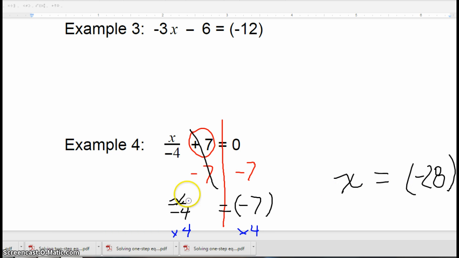Oh, I know what I did wrong. Did you see how I dropped my negative sign? I needed to multiply by negative 4. Oh, that was it. Negative 7 times negative 4, that's positive 28. All right. See how it helps to check? So positive 28 divided by negative 4 gives me negative 7. Negative 7 plus 7, that gives me 0. Good thing I checked, right?